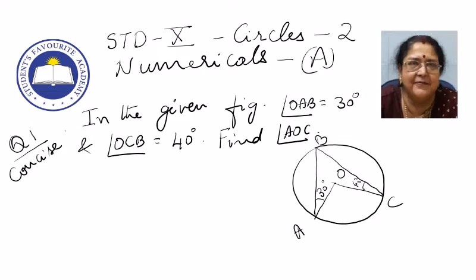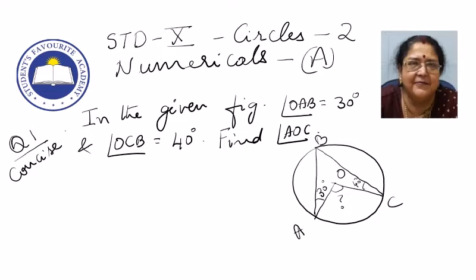Angle OAB is 30 degrees and angle OCB is 40 degrees. We have to find angle AOC. Okay. So this is the direct application of the theorem. The angle made by an arc at the center is equal to the angle made by the same arc in the remaining part of the circle.